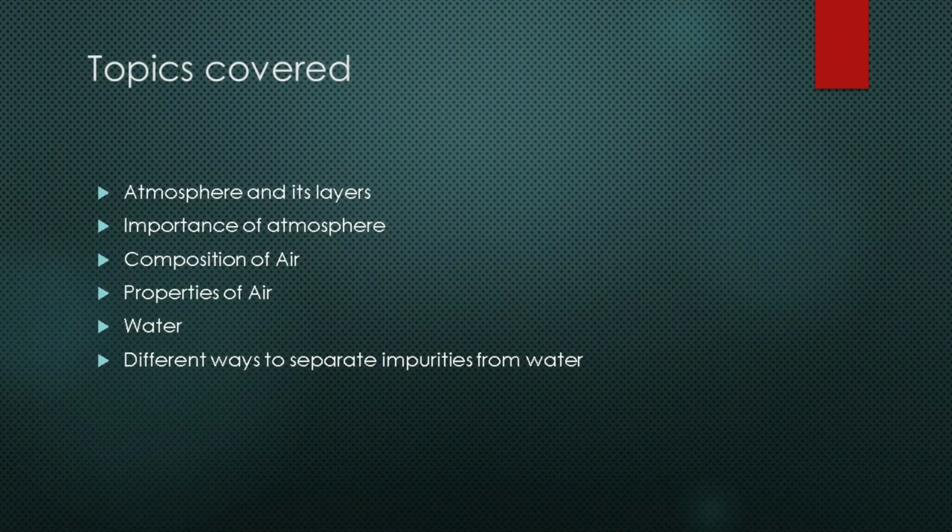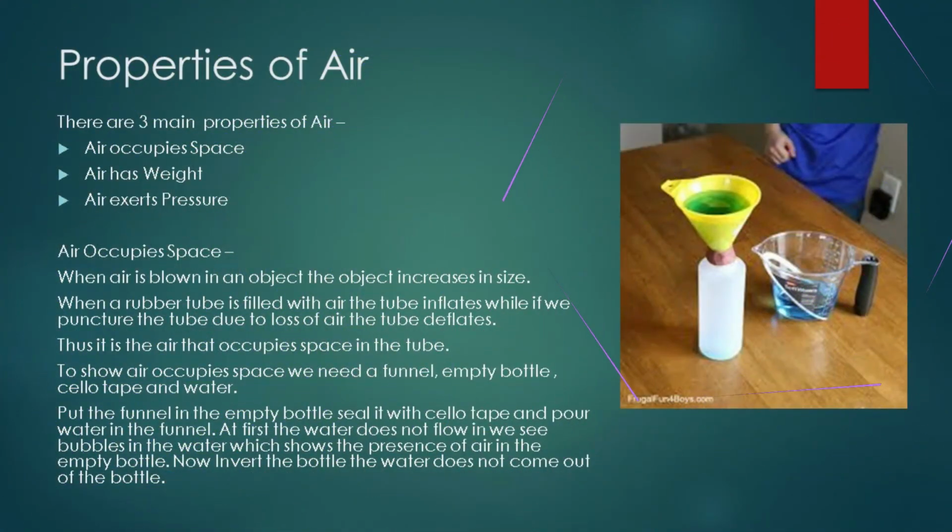Earlier we discussed the atmosphere, the importance of air and the composition of air, and today we will discuss the properties of air. There are three main properties of air. First, air occupies space; second, air has weight; and third, air exerts pressure. By doing a small activity, we will discuss how air occupies space.